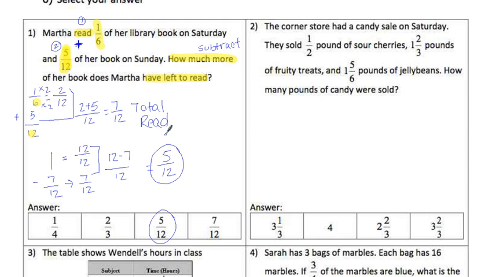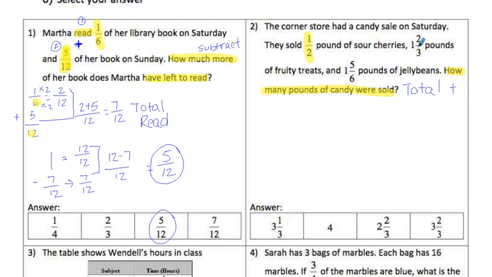Okay, number 2. The candy store had a candy sale on Saturday. They sold 1/2 pound of sour cherries, 1 2/3 pounds of fruity treats, and 1 5/6 pounds of jelly beans. How many pounds of candy were sold? So it's asking how much is sold. That is a total question. It's asking how much in all, or total. So we're just going to add. We don't have to do anything else.